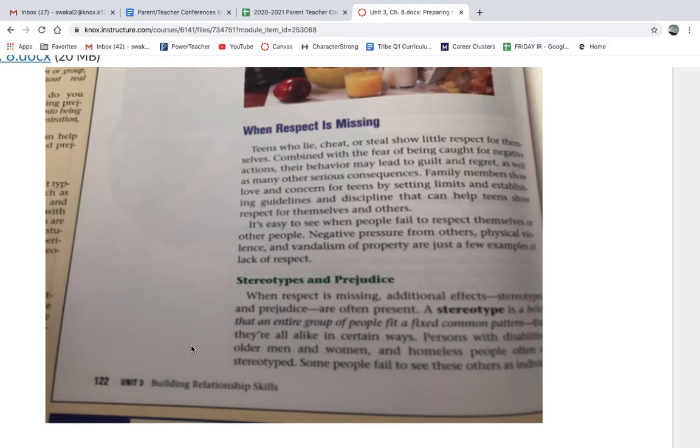Family members show love and concern for teens by setting limits and establishing guidelines and discipline that can help a teen show respect for themselves and others. It's easy to see when people fail to respect themselves or other people. Negative pressure from others, physical violence, and vandalism of property are just a few examples of a lack of respect.